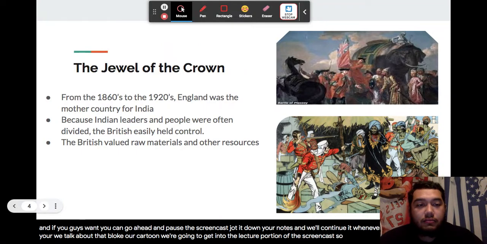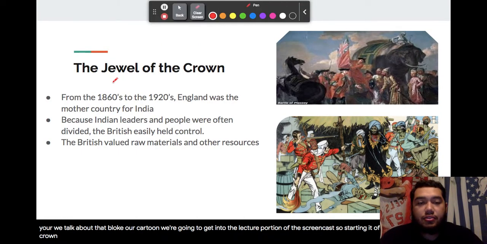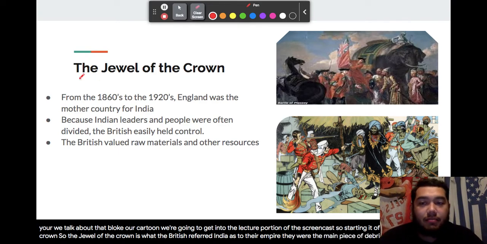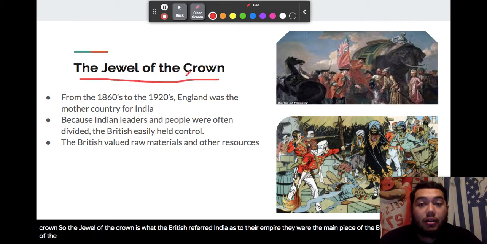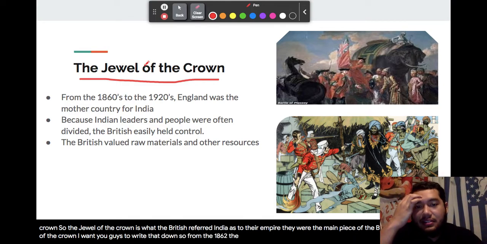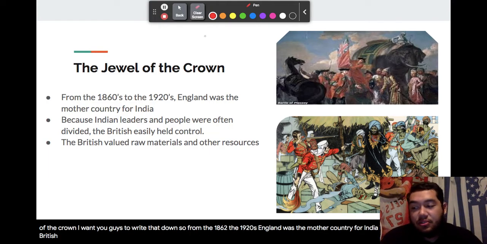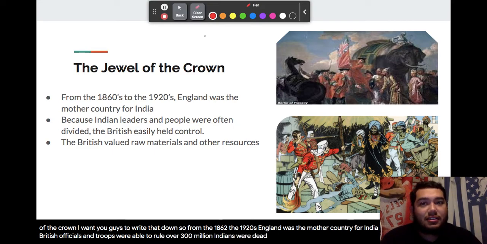So, starting it off, the jewel of the crown. The jewel of the crown is what the British referred to India as in their empire. They were the main piece of the British Empire. So jewel of the crown, I want you guys to write that down. From the 1860s to the 1920s, England was the mother country for India. In fact, roughly 20,000 British officials and troops were able to rule over 300 million Indians for decades.